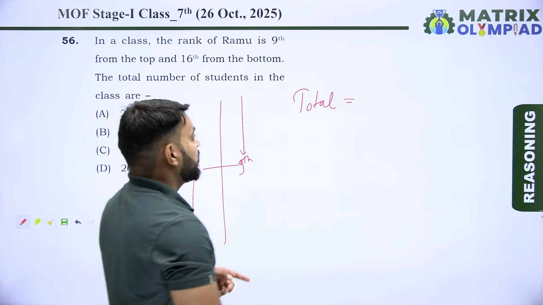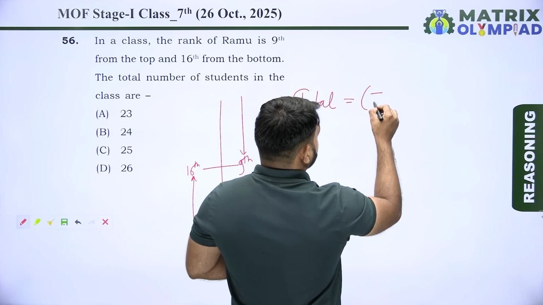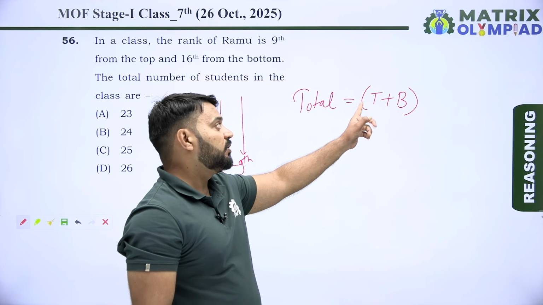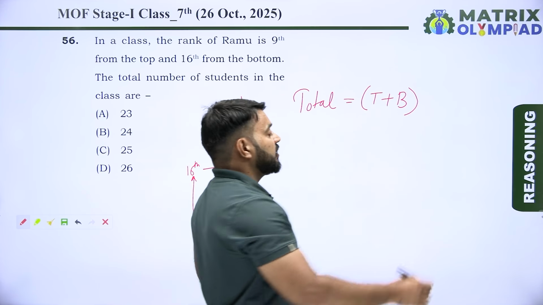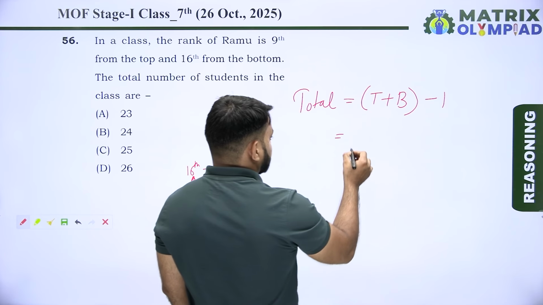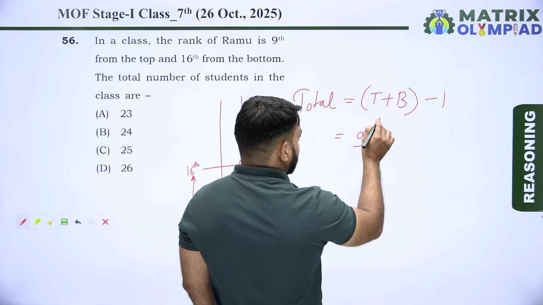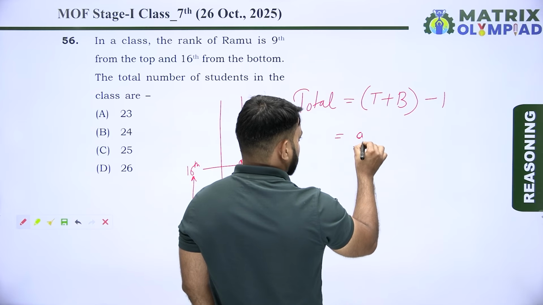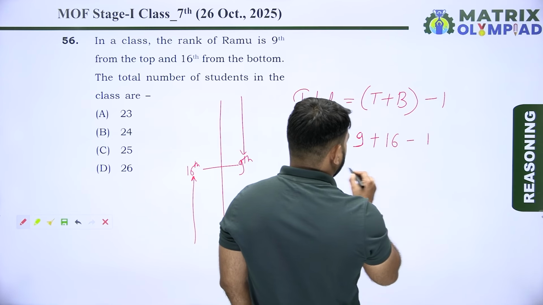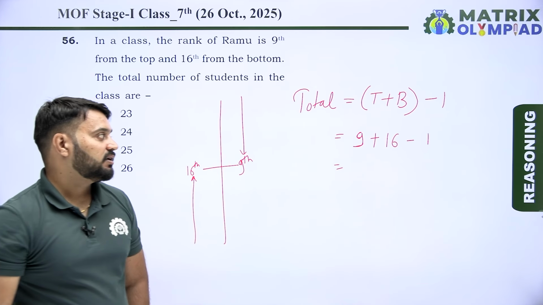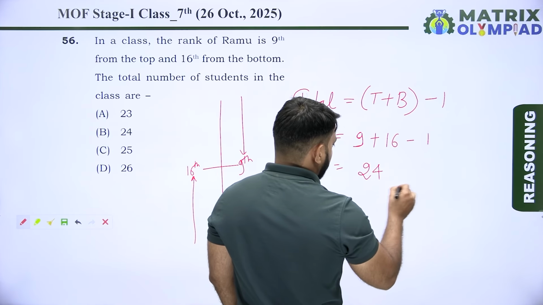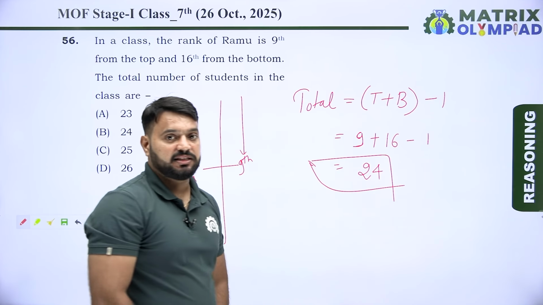So the formula is top position plus bottom position of the same person, minus 1. So top position of Ramu is 9 plus bottom position of Ramu is 16, minus 1. 9 plus 16 is 25, minus 1 is 24. So there are 24 students in this class.